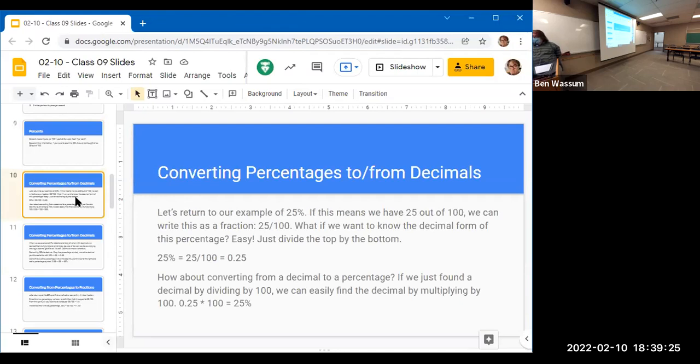Looking at 25%, we're going to start looking at converting percentages to and from decimals, which are very quick, very easy. So if you think about 25%, that's 25 out of 100. If you wrote that as a fraction, it'd be 25 over 100. And in order to find the decimal form of it, you just divide the top by the bottom. So 25 over 100 would be 0.25.